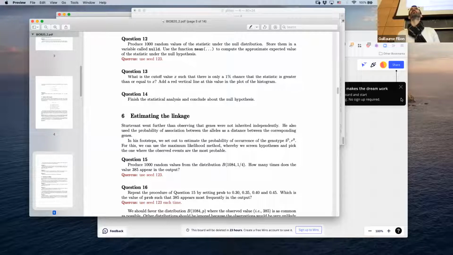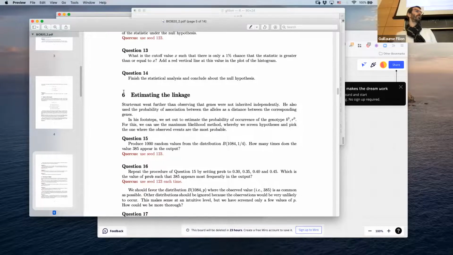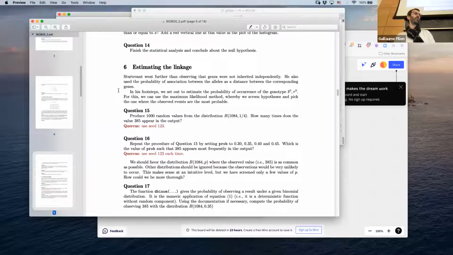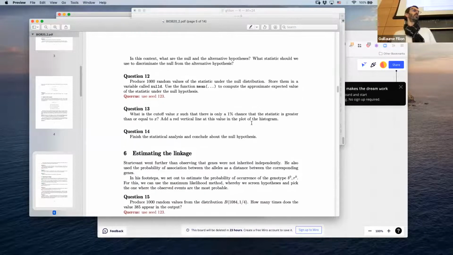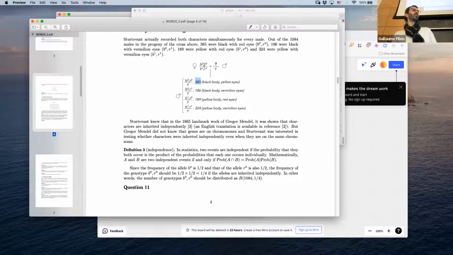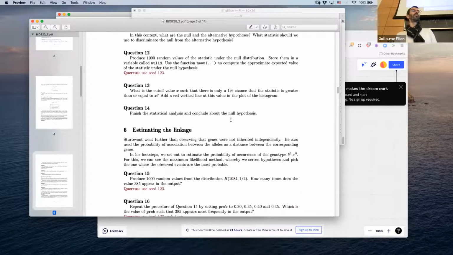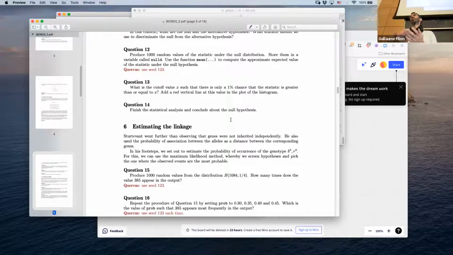All good? All right, so estimating the linkage. Sturtevant went further than observing that genes were not inherited independently. He also used the probability of association between the alleles as a distance between the corresponding genes. That's the genius of Sturtevant. He realized that depending on how often we see these associations between B0 and R0, because they're not independent, how often they're together will tell us how close they are on the chromosome.